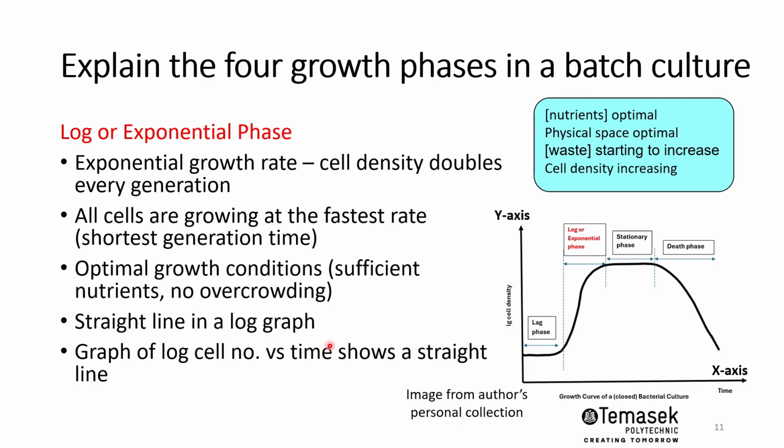Relatively, if you plot the log of cell number versus incubation time, this will be a straight line as well. So in the log phase, the nutrients are optimal, the physical space is also optimal, the metabolic waste starts to increase, and the cell density also starts to increase. Typically we will use the log phase or the exponential phase to obtain the healthiest microbes that we want for our experiments, in this case the bacterial cells.